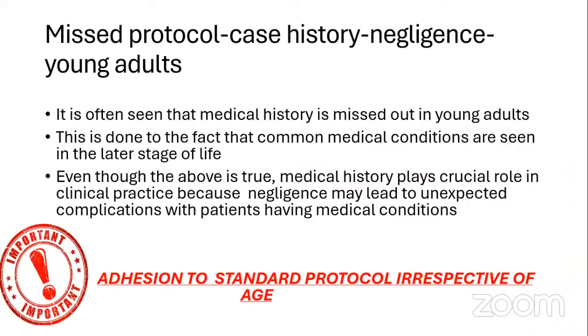What are the causes for negligence of case history in young adults? A medical history is missed out in young adults because these conditions are mostly not found in younger age, only seen in later stages of life. Hence we miss it. Medical history plays a crucial role in clinical practice because negligence may lead to unexpected complications with patients having medical conditions. So we have to stick to the standard protocol irrespective of age.